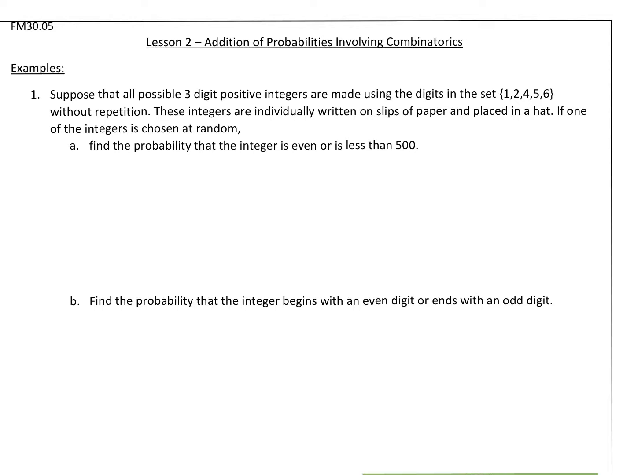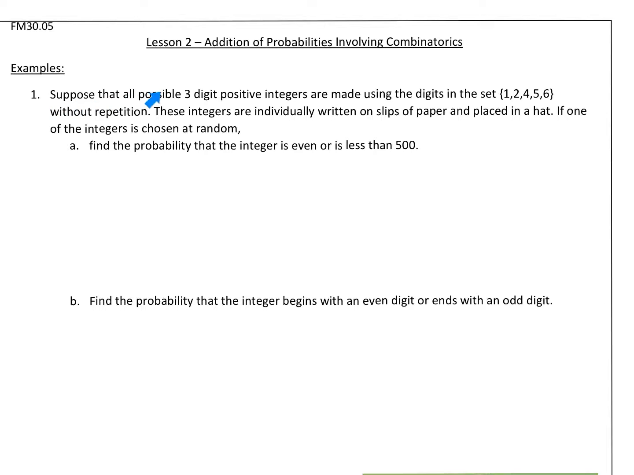All right, welcome to Foundations of Math 30, Outcome 30.05, Lesson 2. This is addition of probabilities involving combinatorics. So we're still going to be using our same formula that we know from before involving the addition of probabilities, but we are going to have to use permutations and combinations to help us figure out all of our cases in these questions. So let's get right to it here.